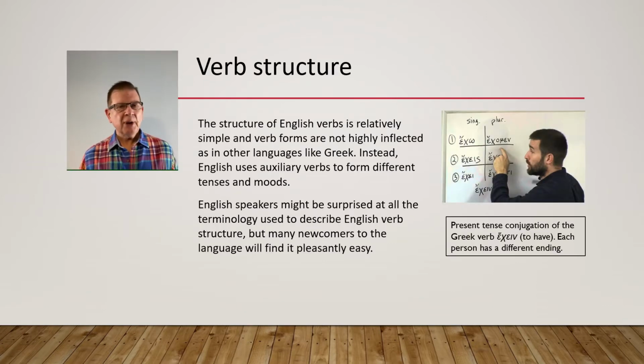Now let's talk about verb structure. The structure of English verbs is relatively simple, and verb forms are not highly inflected as in other languages like Greek, for example. Instead, English uses auxiliary verbs to form different tenses and moods. English speakers might be surprised at all the terminology used to describe English verb structure, but many newcomers to the language will find it pleasantly easy.